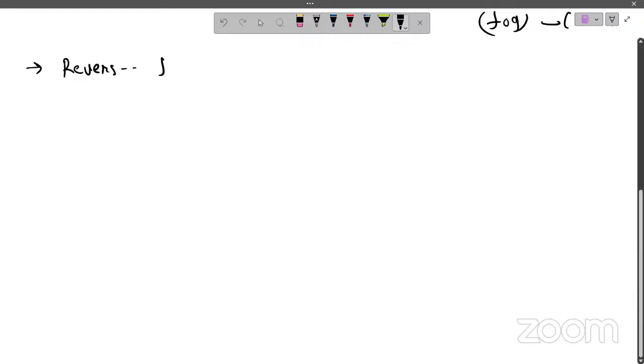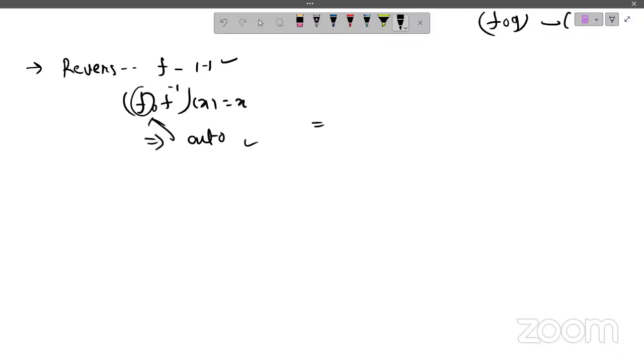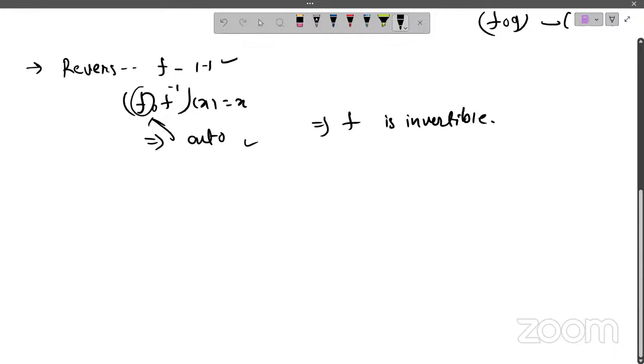So the function f is one-one. And what is given here, that f composition with f inverse of x is equal to x, implies that our f is also onto. So from both conditions, you can say that f is invertible, right? One-one is given to us, since it is reversible, and onto we are getting from this expression. So our function is invertible.